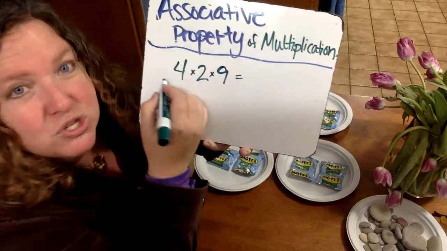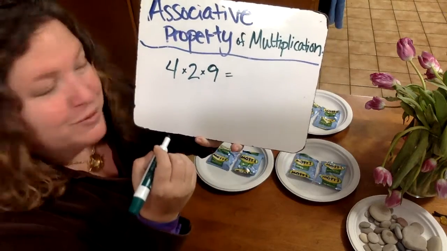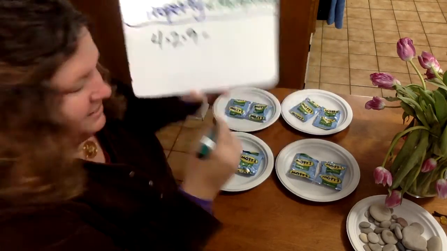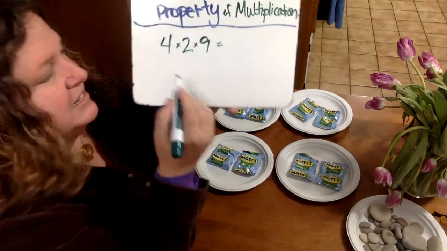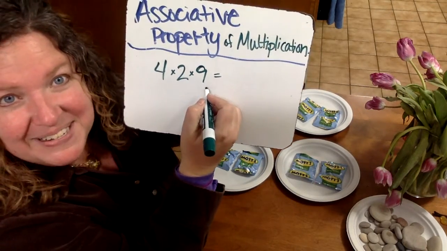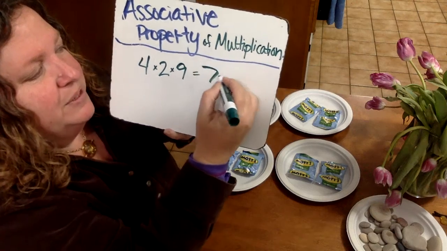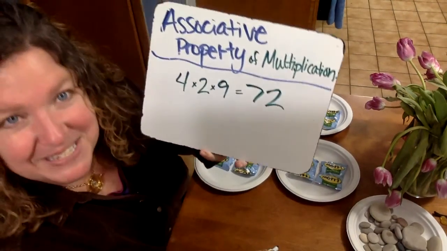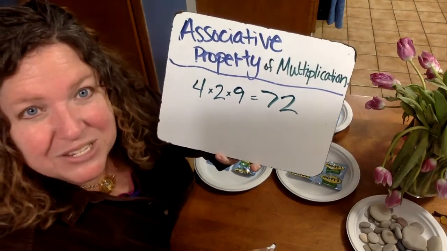Okay, so I can just solve it straight through from left to right. 4 times 2, 4 times 2 is 8. There are 8 packages of fruit snacks. 8 times 9, 8 times 9 is 72. So 8 groups of 9 in each is 72. So that's a great way to solve it.